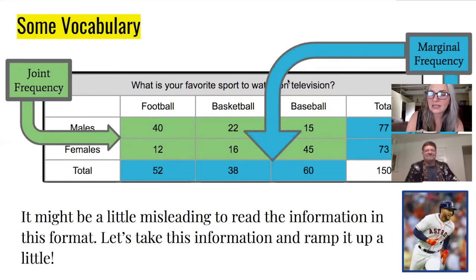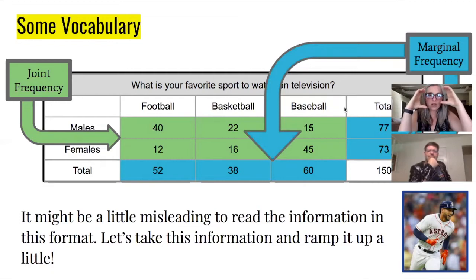Okay, so when we're looking at this data, before we turn it into relative, meaning I'm taking into consideration the population, a couple of vocabulary words. Inside the actual numbers, before you look at totals, so you're ignoring all the totals, that's called joint frequency. And then along the totals, those are called marginal frequencies, right? So a marginal frequency would be 60 people total out of 150 preferred baseball.